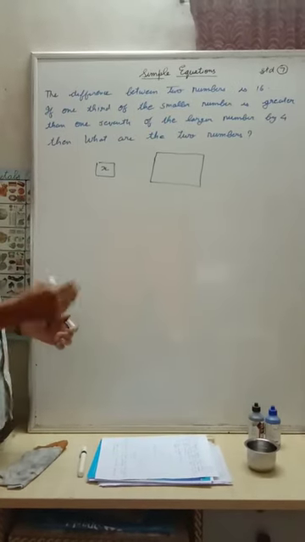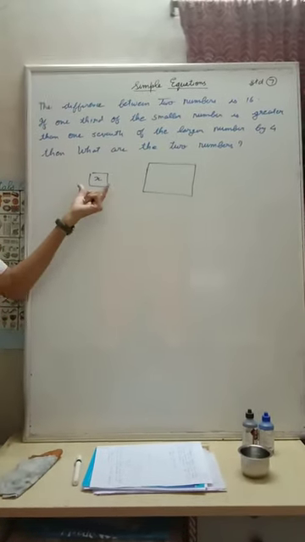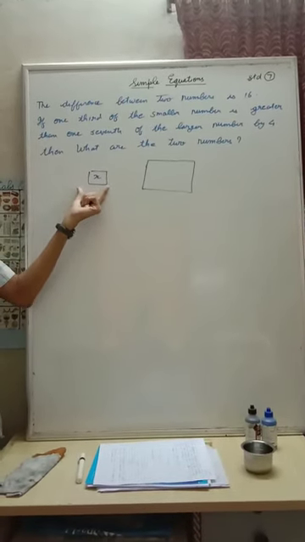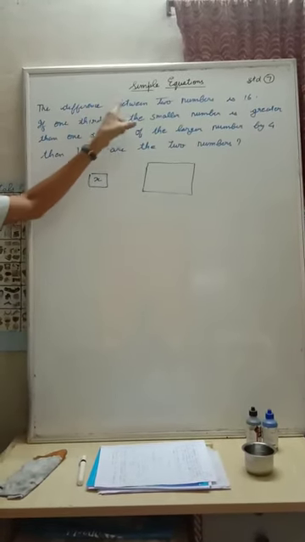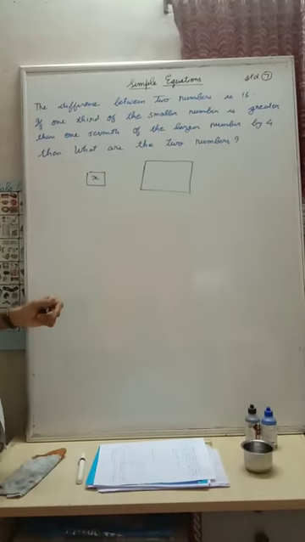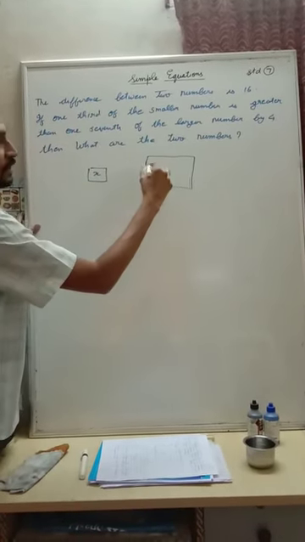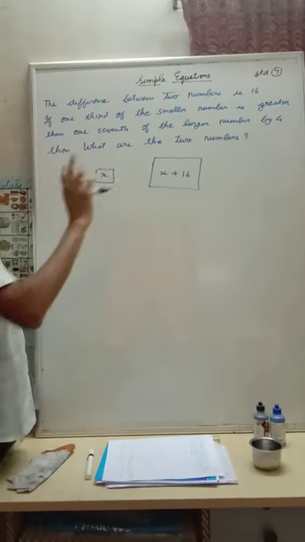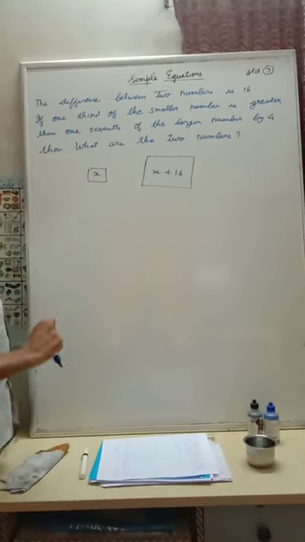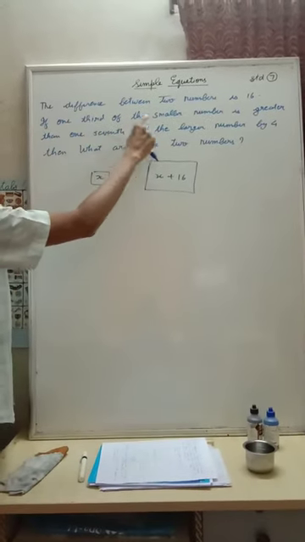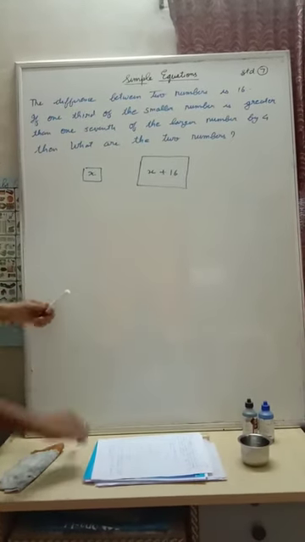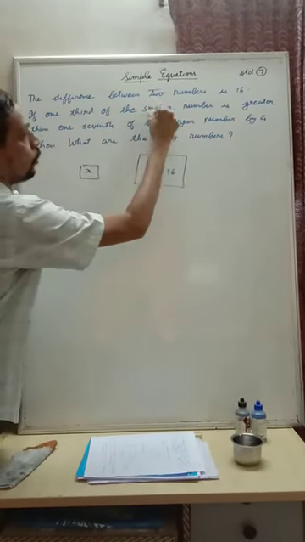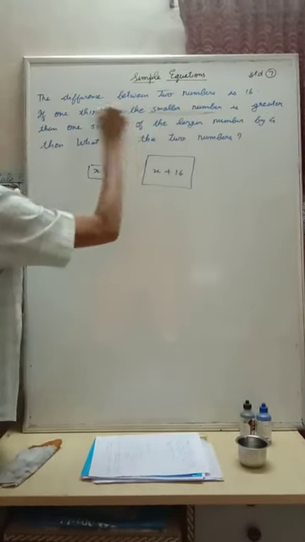So what you are supposed to write, or Madhav, you are going to start with, let the smaller number be x. So the difference between the two numbers is 16. That means if the smaller number is x, the bigger or larger number will be x plus 16. Correct? Fine. Next is 1/3 of the smaller number. See here, just focus over here. 1/3 of the smaller number.